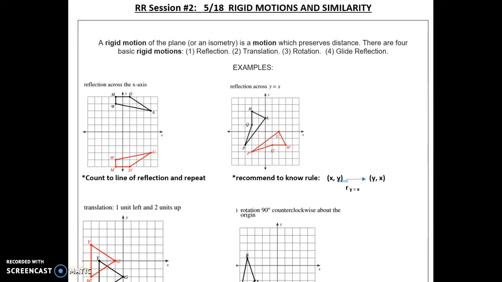Well, hello. Welcome to Regents Review Session 2. This is going to be on rigid motions and similarity.